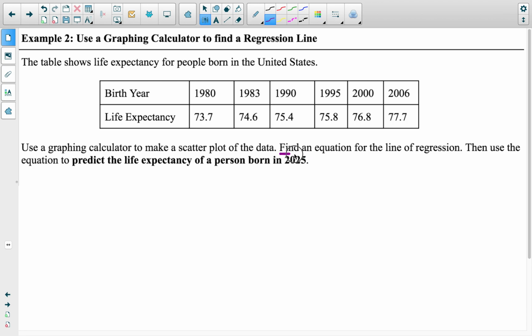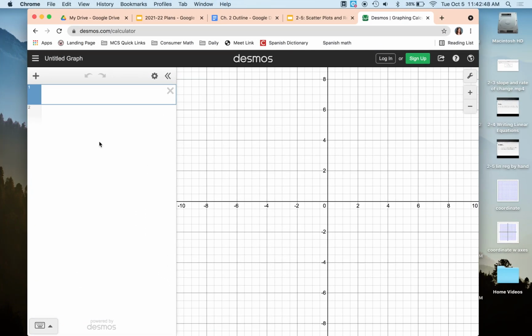So we're going to find an equation. That's what we're going to do first. Okay, so open up Desmos, which is you want the graphing calculator. Up in the top left corner, hit the plus sign and then click table. And we're going to use this to fill in the x and y values from the table that we were given. Okay, so birth year is going to be our x because it's having to do with time.